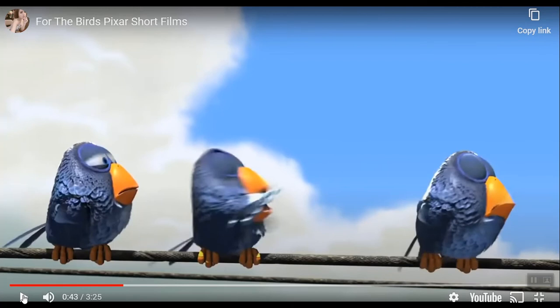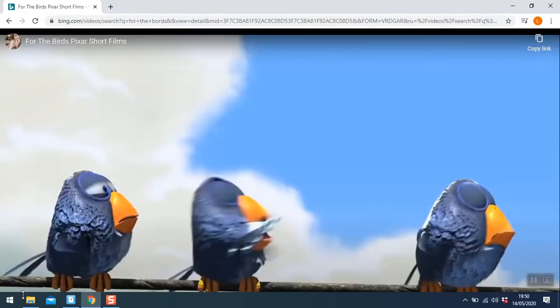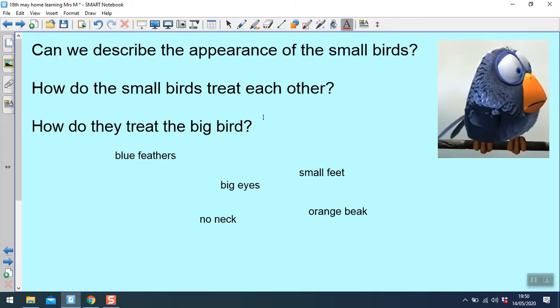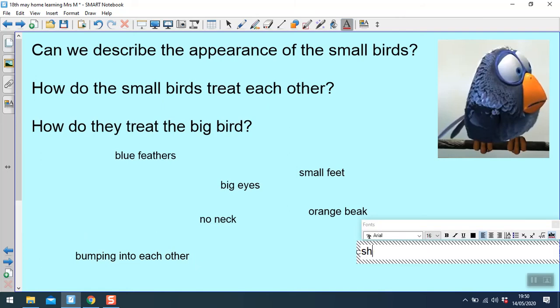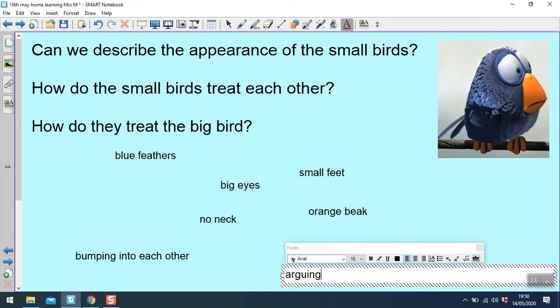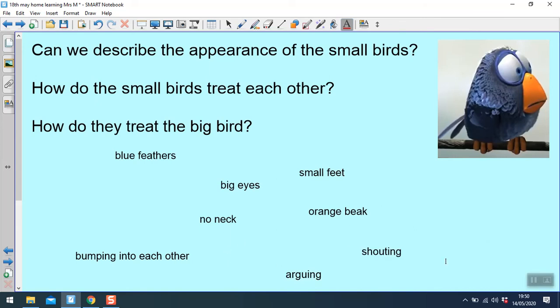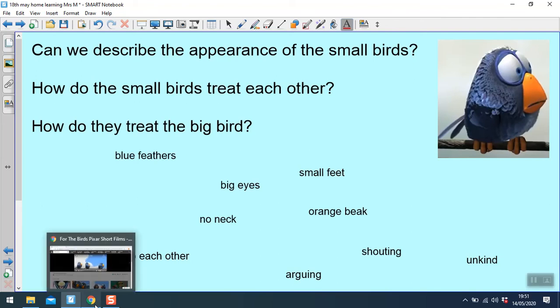So how would you say they treated each other? So they kept bumping into each other. They kept shouting. They kept arguing. They were not very nice to each other at all. Quite unkind. How do they treat the big bird? Let's have a look again.